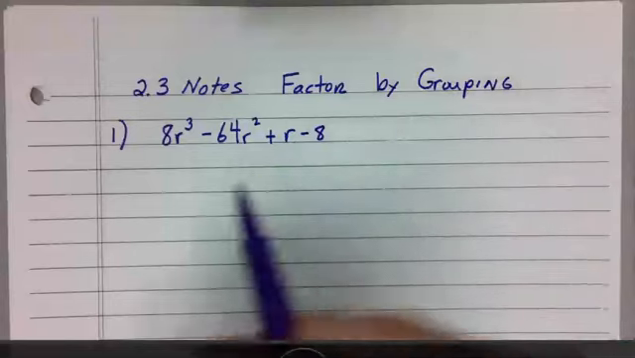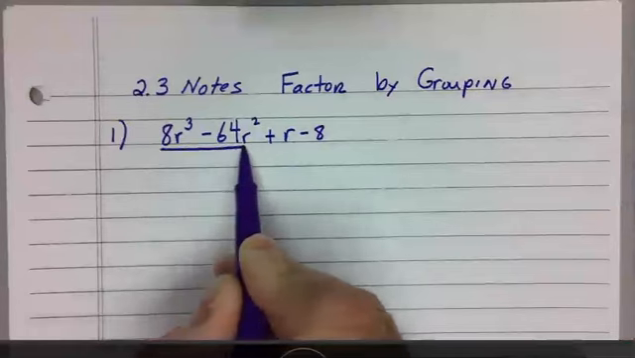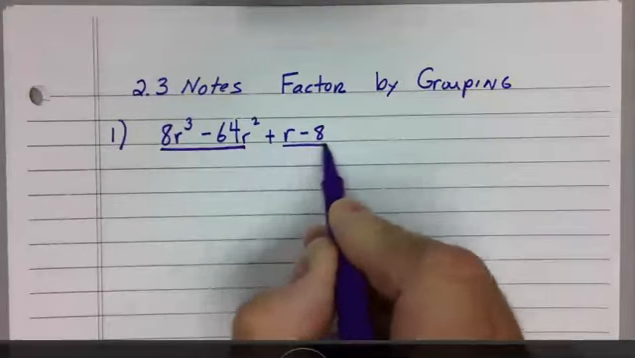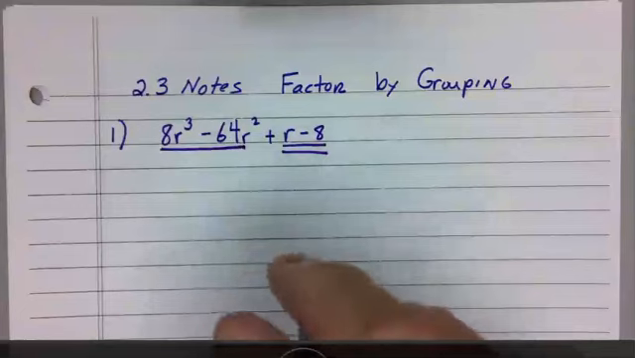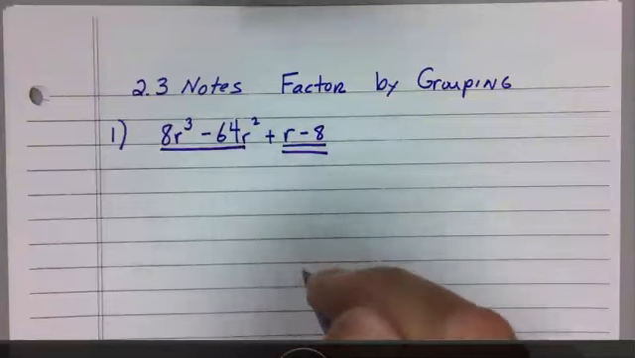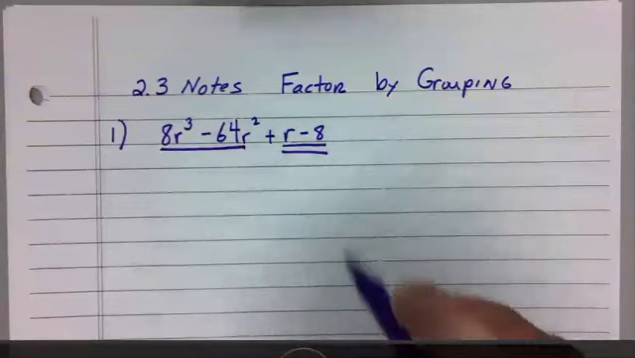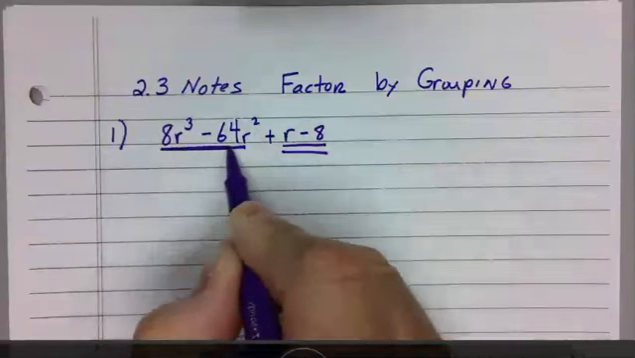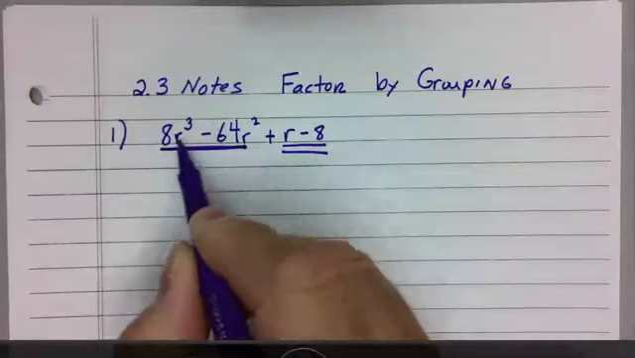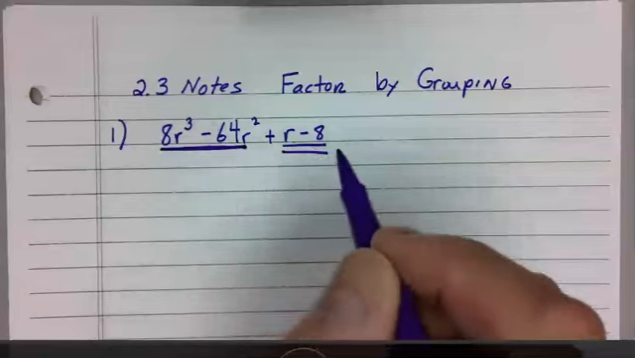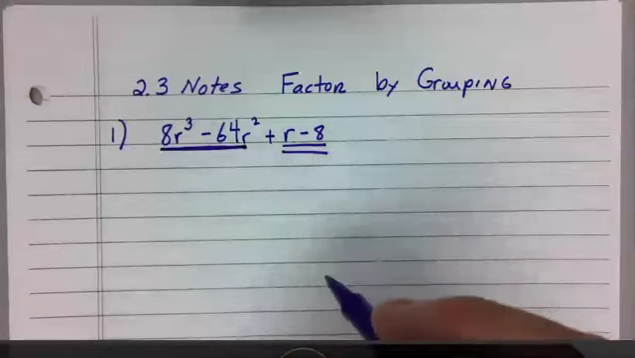Okay? So you're going to group these 2 together, and you're going to group these 2 together. And what you're going to do is factor out the greatest common factor. So can anybody tell me from yesterday's homework assignment, what's the GCF of 8r cubed minus 64r squared?